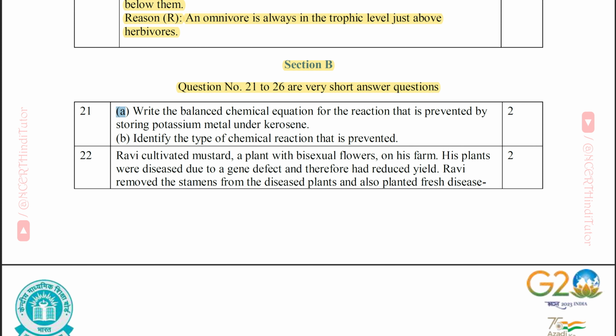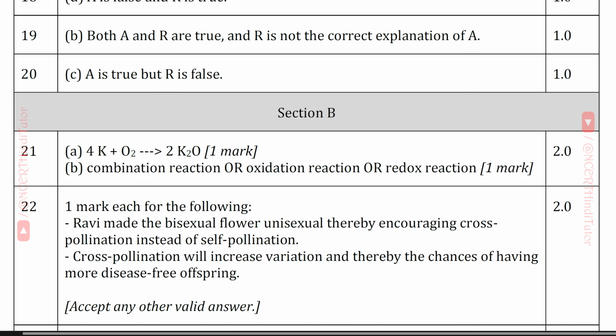21. A. Write the balanced chemical equation for the reaction that is prevented by storing potassium metal under kerosene. B. Identify the type of chemical reaction that is prevented. Answer A. 4K + O2 gives 2K2O. B. Combination reaction or oxidation reaction or redox reaction.